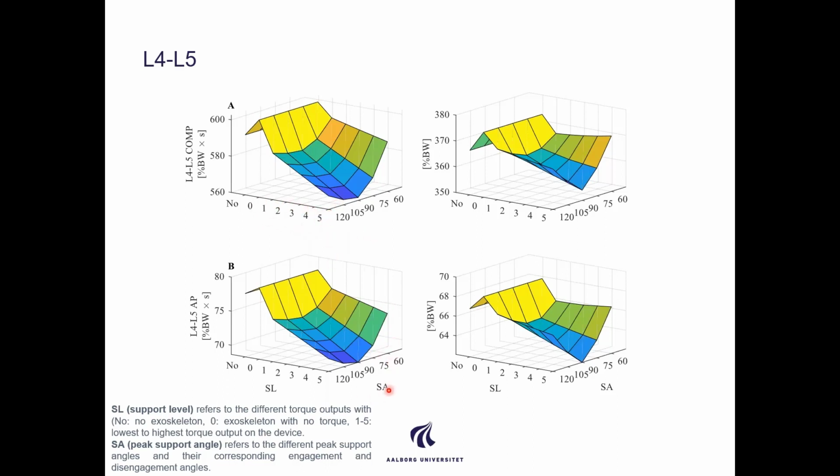And then on the other axis, we have the support angle, SA here, which refers to the different peak support angles. So if we have 90 degrees, the torque output is peaking at 90, engaging at 20, and disengaging again at 120 degrees. So here we have the L4, L5 compression and anterior posterior shear forces.